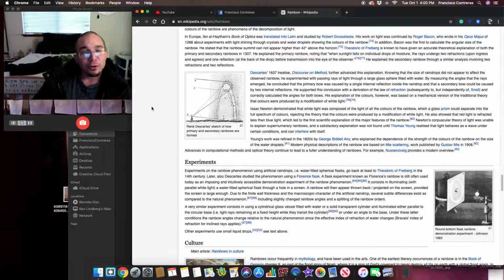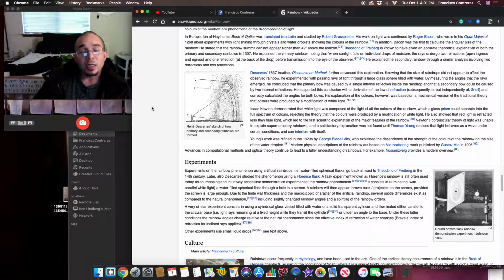Theodoric of Freiberg is known to have given an accurate theoretical explanation of both the primary and secondary rainbows in 1307. He explained the primary rainbow, noting that when sunlight falls on individual drops of moisture, the rays undergo two refractions, upon ingress and egress, and one reflection at the back of the drop before transmission to the eye of the observer. He explained the secondary rainbow through similar analysis involving two refractions and two reflections.